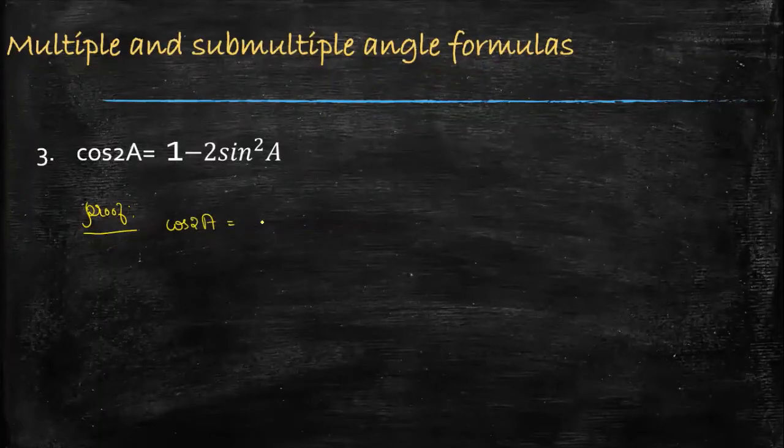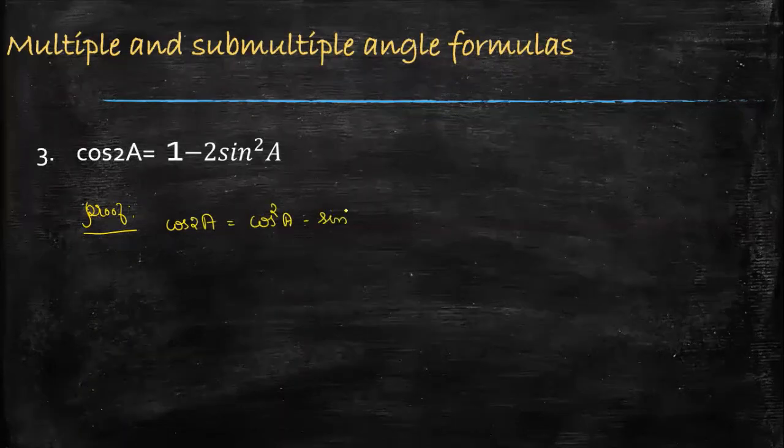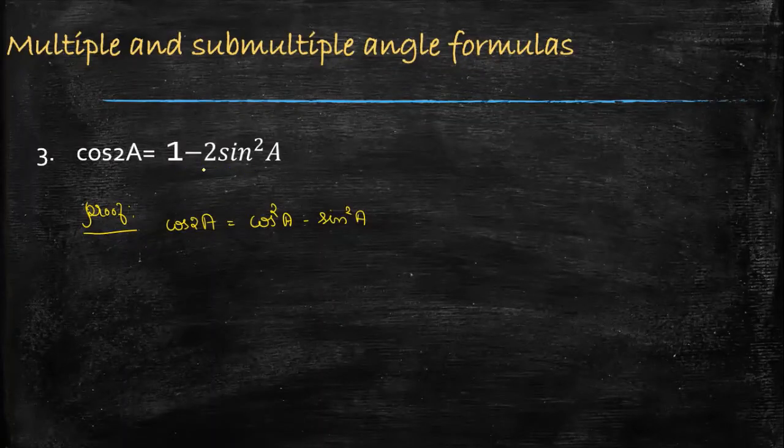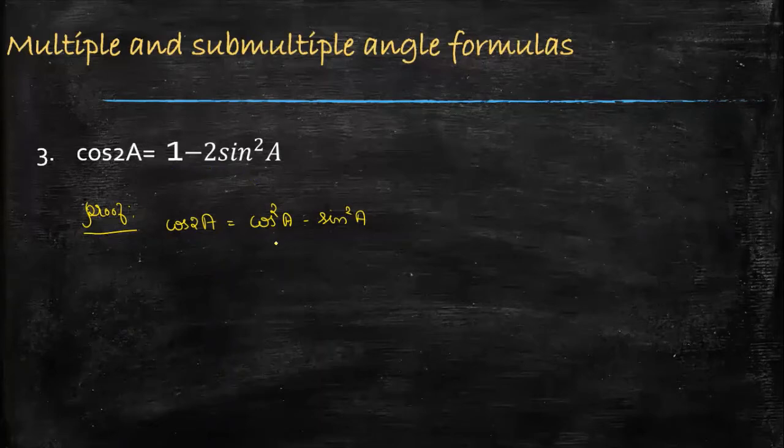Cos 2A is equal to cos square A minus sin square A, which I proved as the first formula. Using this, I will derive this expression. Now how can I do it? If you look at this expression, we need only the sine function, only the sine function is in this formula. So I should try to replace the cos function, because I do not want the cos function in the formula.